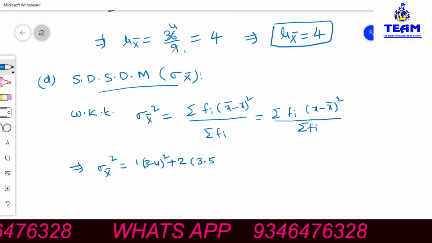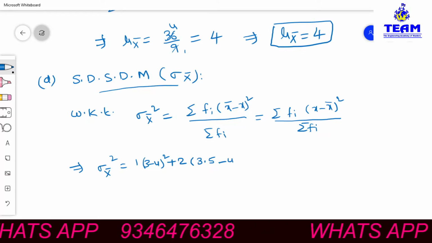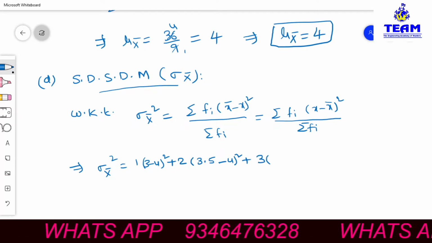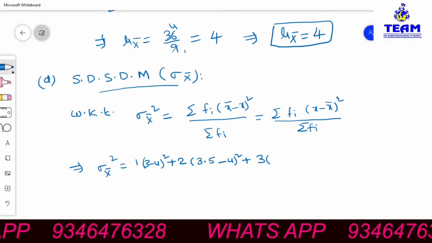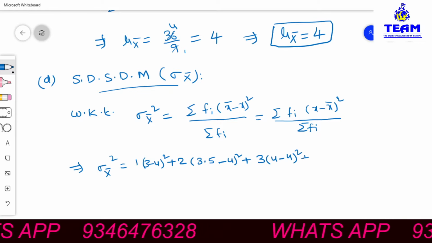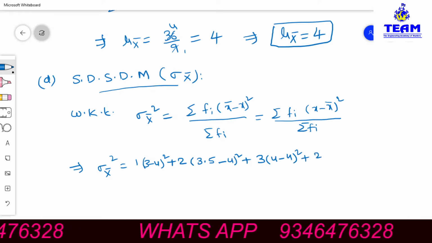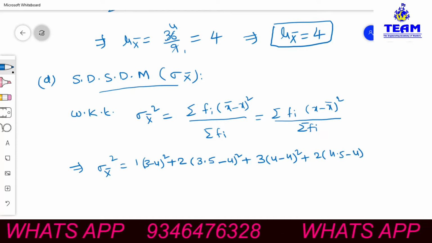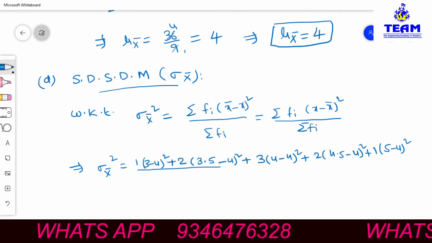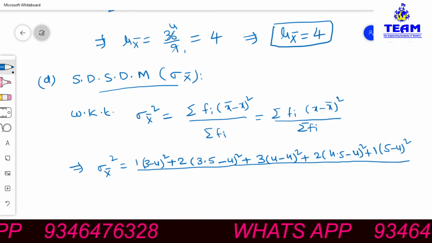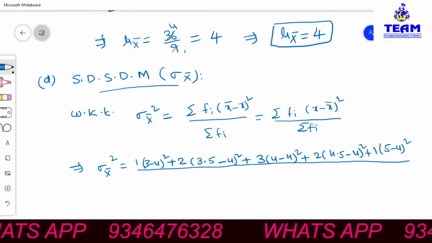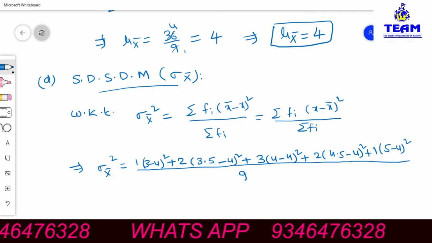the corresponding sample mean 3.5, (3.5 minus 4) whole square, plus the third f value is 3 and the corresponding sample mean is 4, (4 minus 4) whole square, and 2 times (4.5 minus 4) whole square, plus 1 times (5 minus 4) whole square. This is the value of sigma square by sigma fi. Sigma fi is nothing but the sum of the frequencies. How much? That is 9.